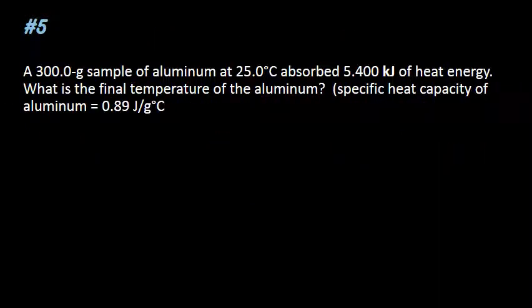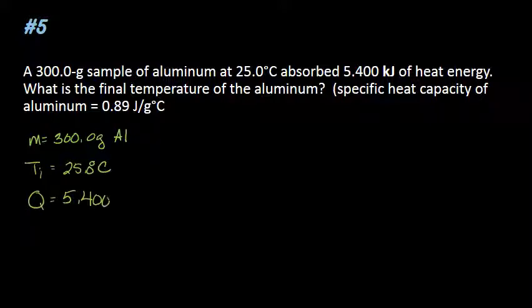Again, you want to write out what you have from this problem. So we have a 300 gram sample of aluminum, so our mass is equal to 300 grams of aluminum at 25 degrees Celsius, so that's our initial temperature. And it absorbs 5.4 kilojoules. So Q is equal to 5.400 kilojoules. What's the final temperature?